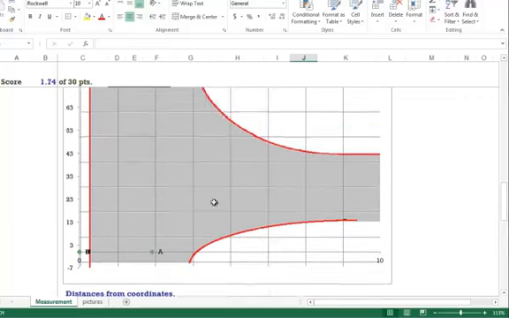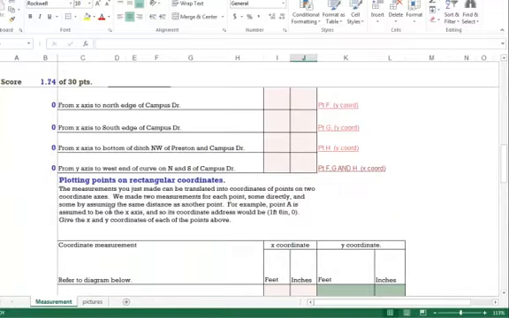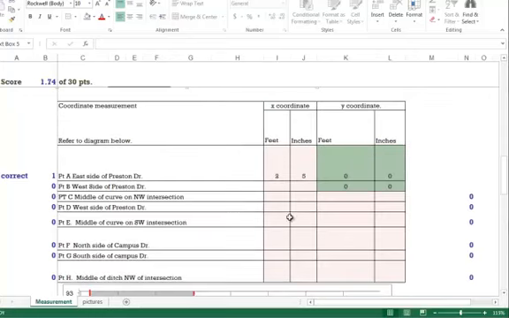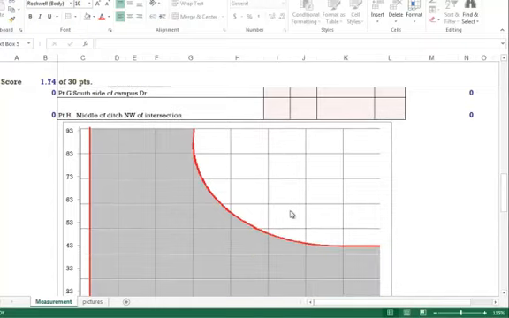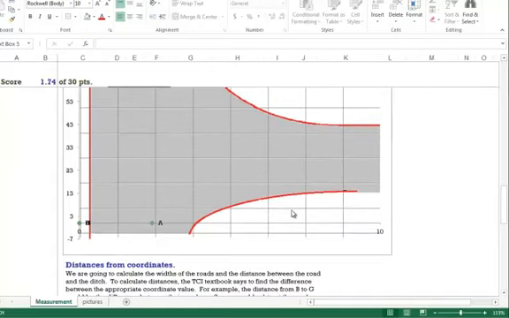The last thing we're going to do, so we got the x coordinates here. The measurements you just made can be translated into coordinates. Point A is assumed to be on the x-axis, so its coordinates address would be 2 feet 5 inches and 0 along the y-axis. Okay. So we've got those graphed.